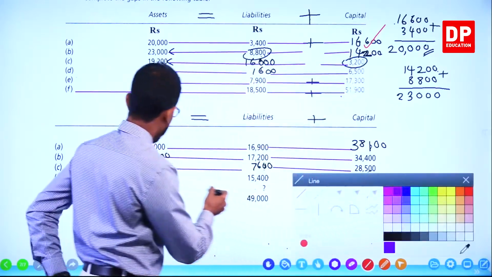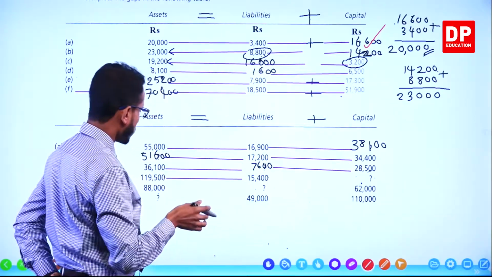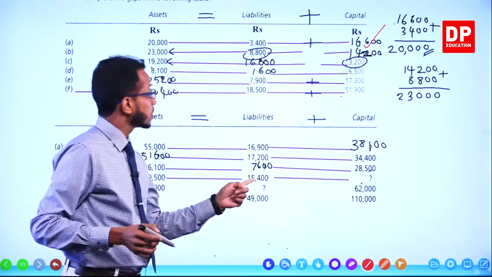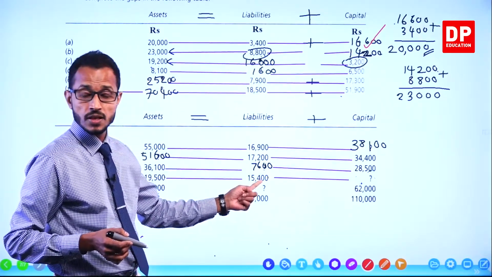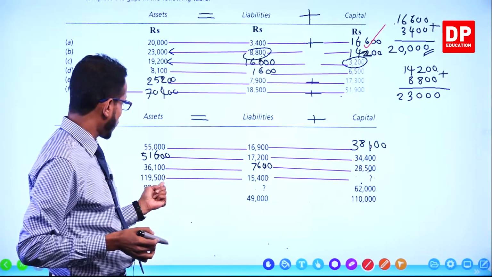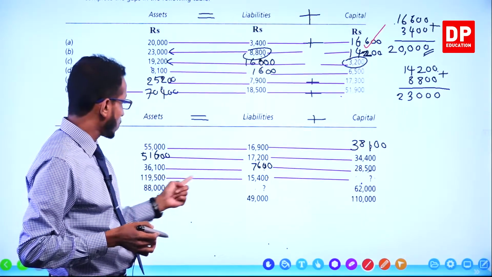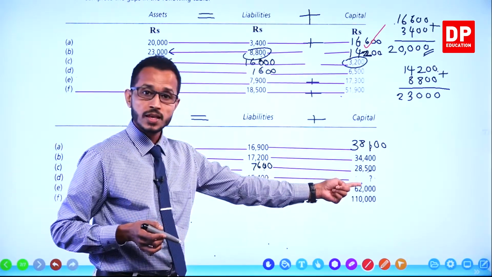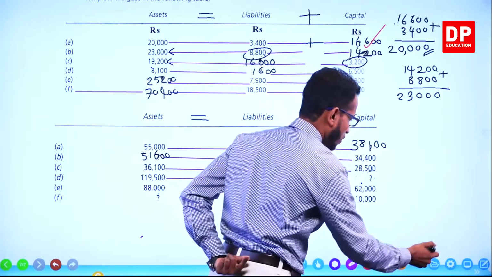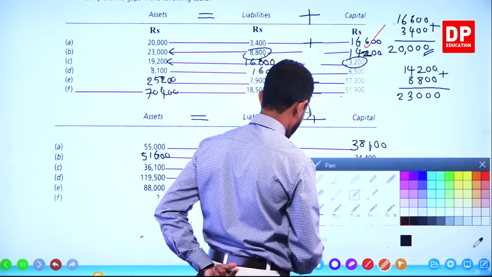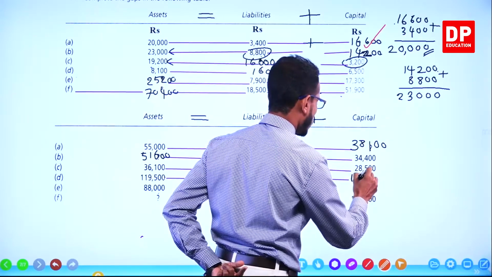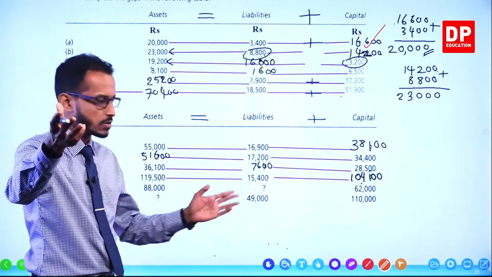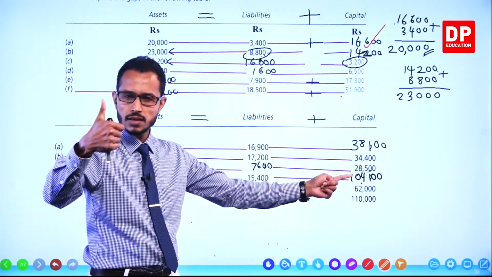Next one we have 119,500 worth of assets. Out of that, 15,400 is the liabilities. 119,500 minus 15,400. How much should be here? 104,100. Correct.